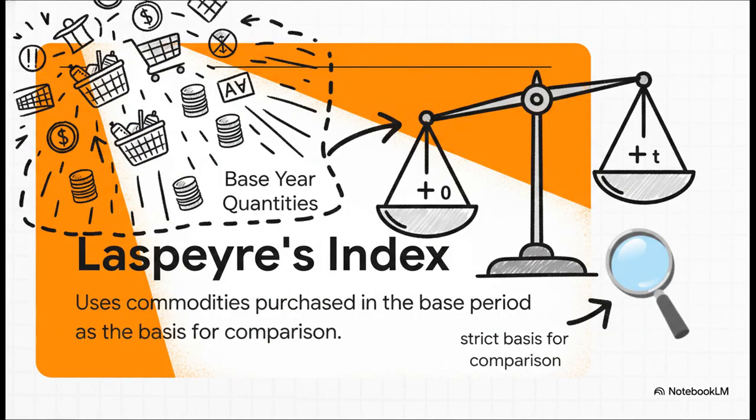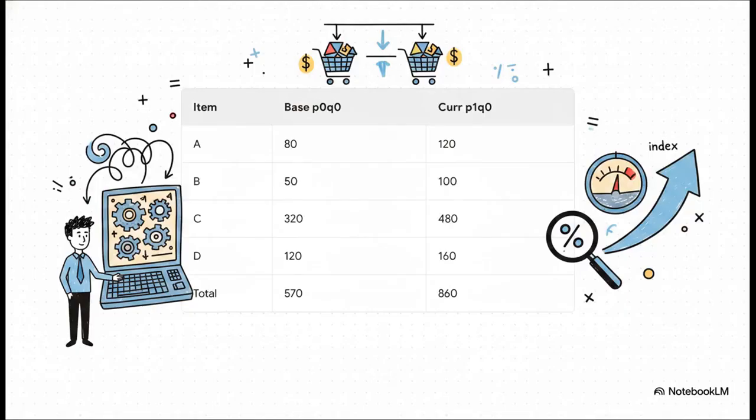Laspeyres puts the spotlight entirely on the base year quantities. We call those Q0. In his famous formula, these past quantities act as the chosen weights for both the top and the bottom of the equation. He firmly believed that the commodities purchased in that original base period, they just absolutely have to be the strict standard for comparison. So let's actually put this into action.